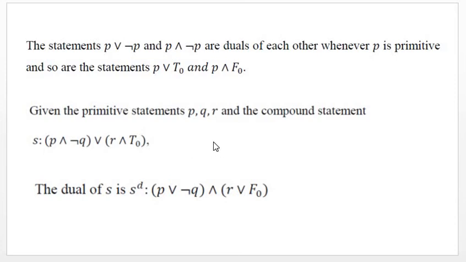Now consider the statement as written in terms of primitive statements P, Q and R. S is P and negation Q, or R and T naught. The dual of S is SD, which is obtained by replacing and or with or and respectively. So SD is P or negation Q and R or F naught.